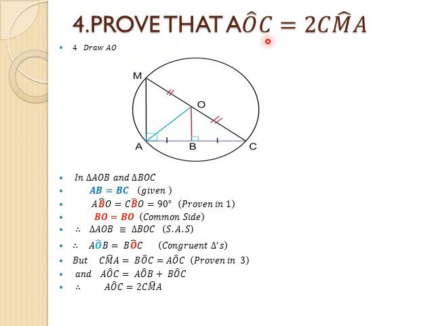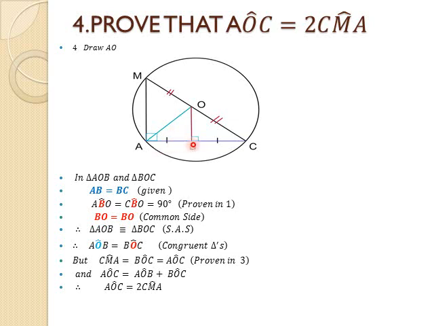Let's look at problem number 4. Now they want me to prove that AOC equals 2 times CMA. So first I started off by drawing the line AO. You see there? So now I say in triangle AOB and triangle POC, this triangle and that one, let's see if I can prove them congruent.